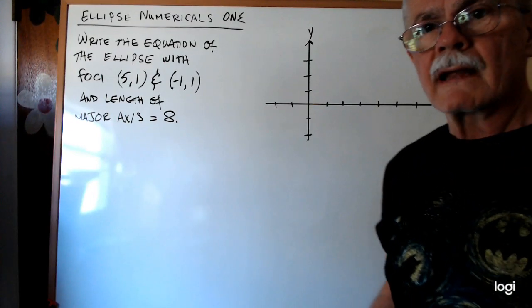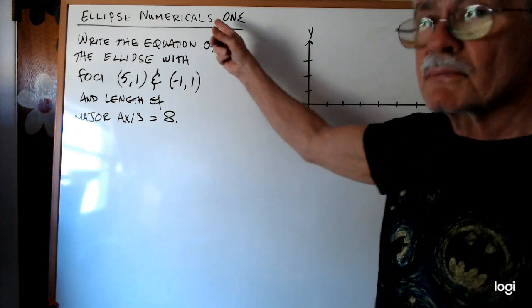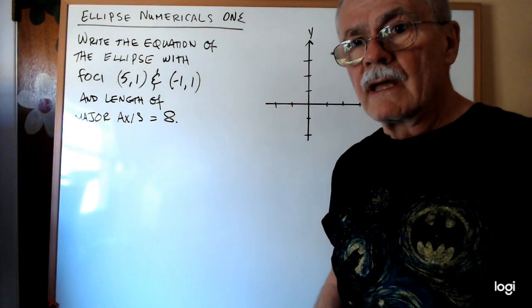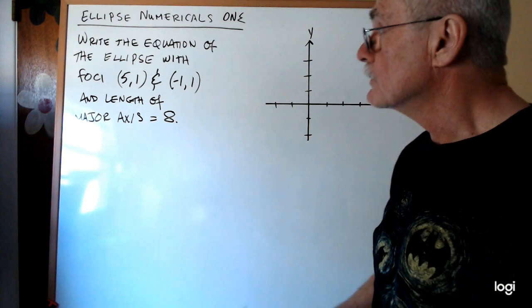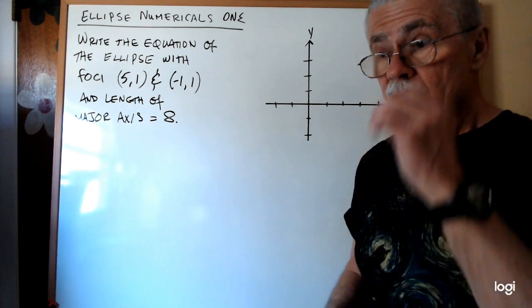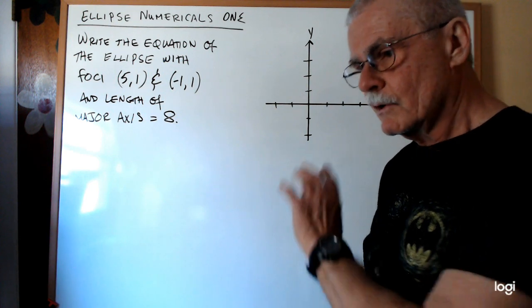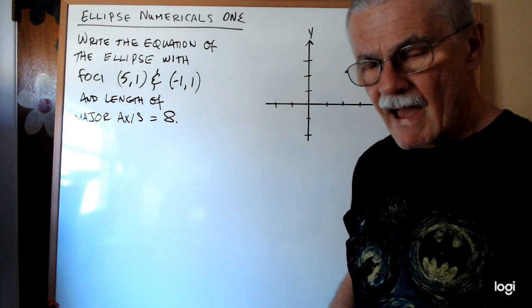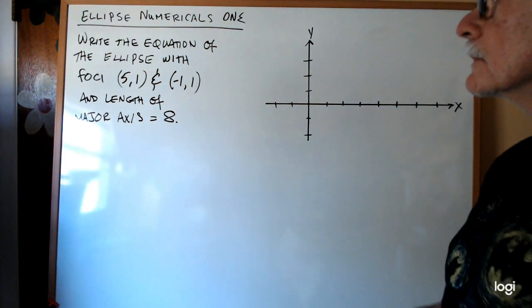Okay, we're back. This is going to be Ellipse Numericals 1. What we did in the past is I did the theory, and today we're going to do a couple of examples. When I'm done with this example, I'm going to need to pause the video, clean the whiteboard, and come back. So you're going to see me walk off and come back, hopefully.